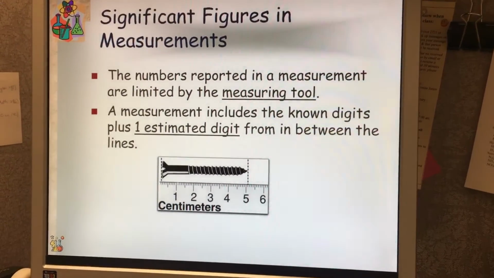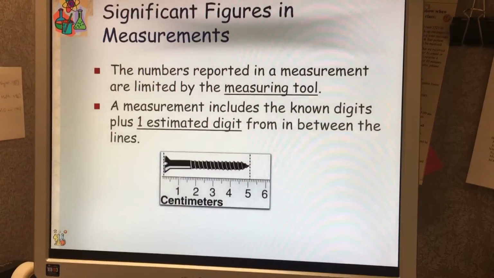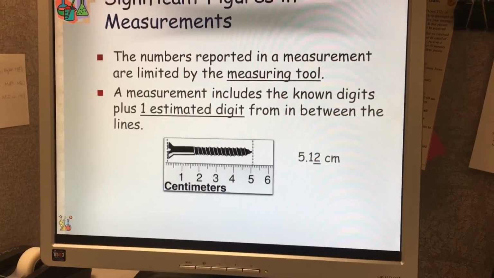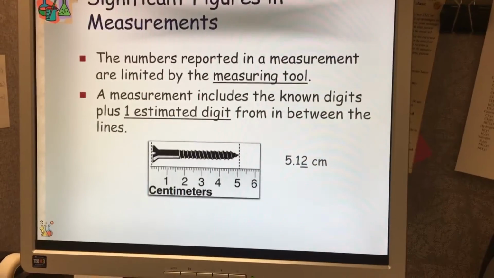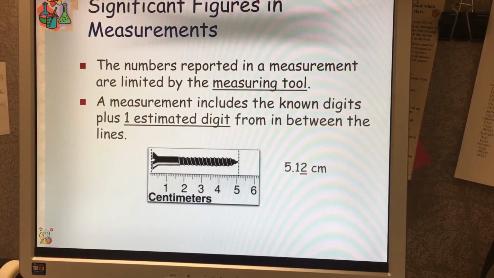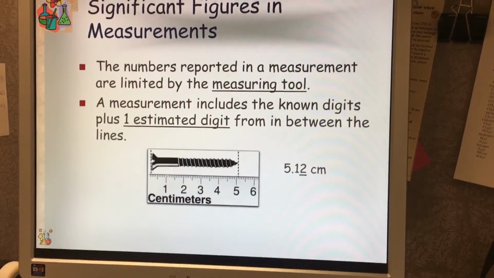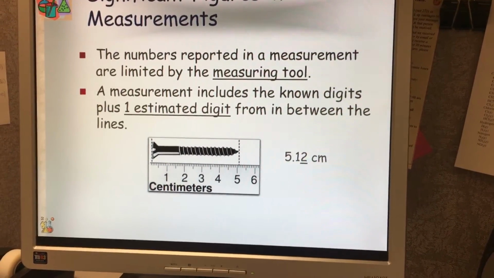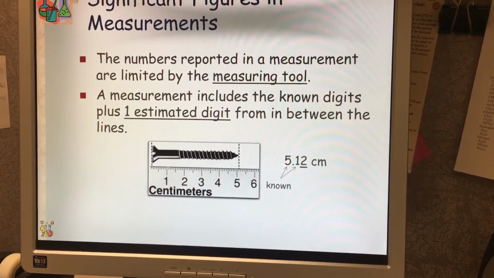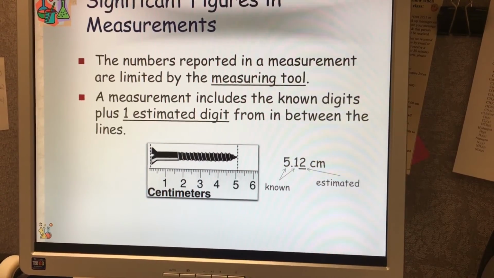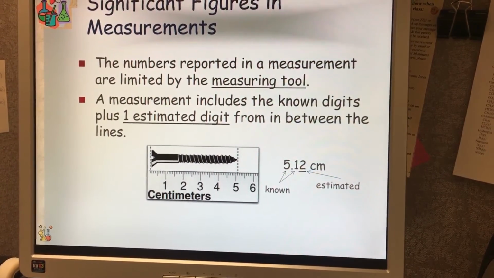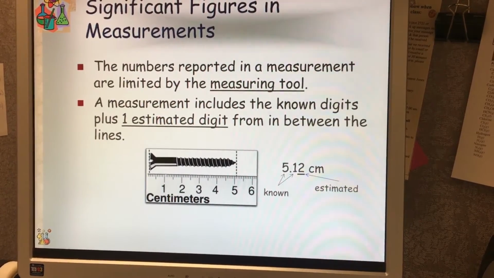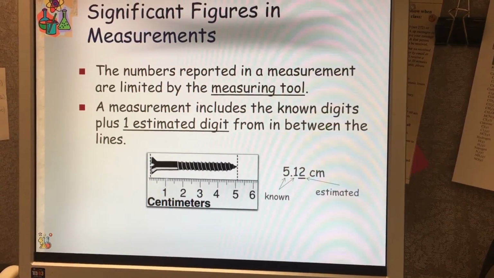So we would estimate 1 digit in between the lines, and that estimated digit can be different for each scientist making the measurement. When I make this measurement, I measure the length to be 5.12 centimeters. You might disagree and say it's 5.13 centimeters, but the important part is we have the same number of known digits from the lines themselves and the same estimated value. There are 3 significant figures, or we measure the hundredths place anytime we use this measuring tool.